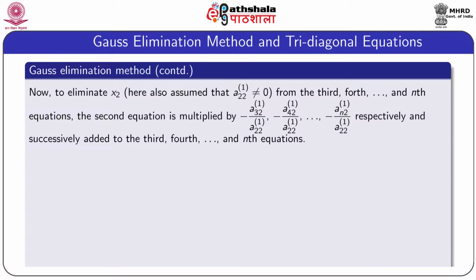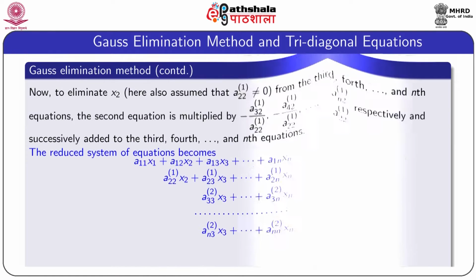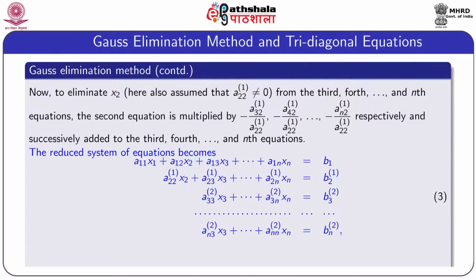If this element is equal to 0, then we interchange the second equation with any other equation whose first coefficient, that means the coefficient of the variable x2, is non-zero. So, for the third, fourth and up to nth equations, the second equation is multiplied by -a32^(1)/a22^(1), -a42^(1)/a22^(1) and -an2^(1)/a22^(1) respectively, and successively added to the third, fourth and up to nth equations. And after this step, the system of equations reduces to the following form.